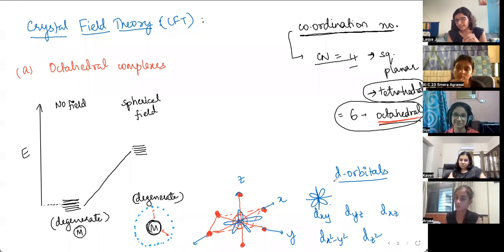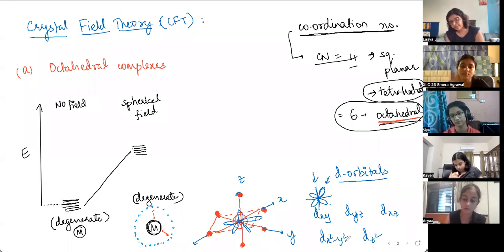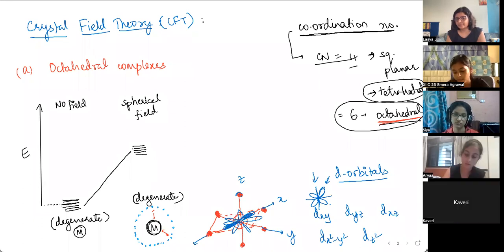No, but it's attacking from here, no? The orbitals are oriented from here. So if you compare it to dx square y square, which is located directly on the axis itself, the ones in between the axis will face less repulsions. The orbitals that are on the axis will face more repulsions, right?